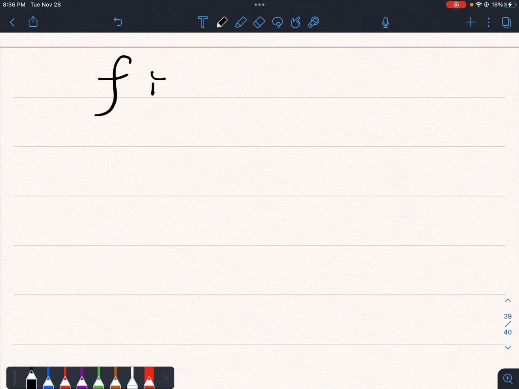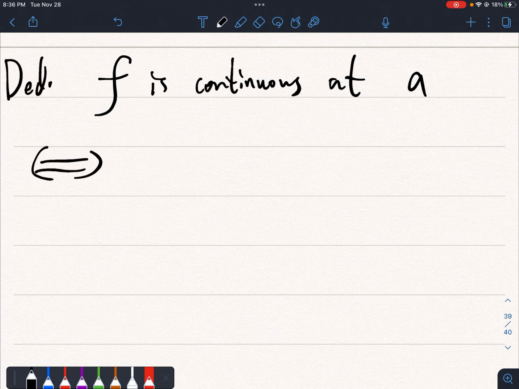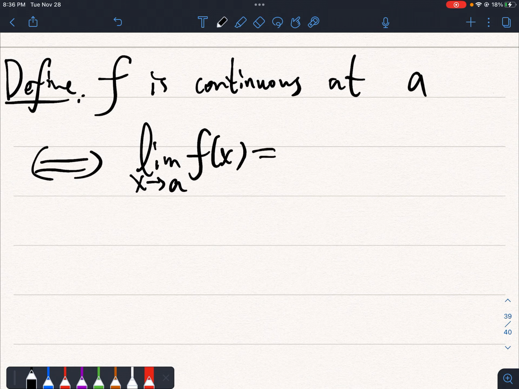Okay, so a function f is called continuous at a point a if and only if, I mean, this is the definition, we say the function is continuous if and only if the limit is equal to the value at this point.